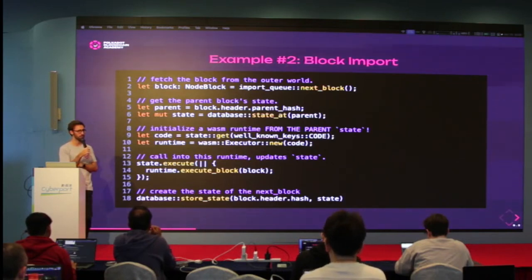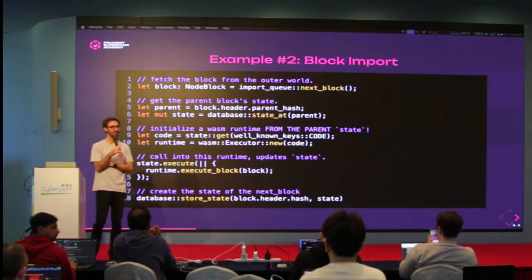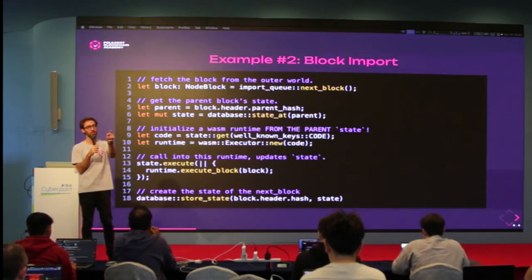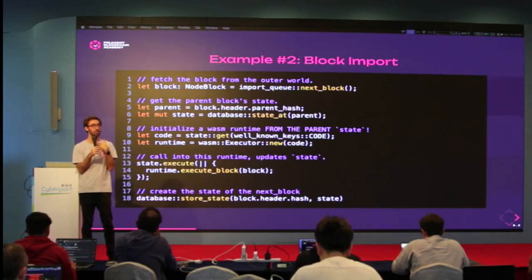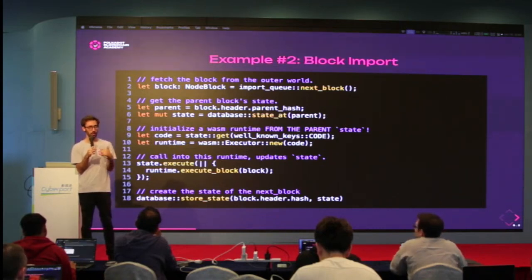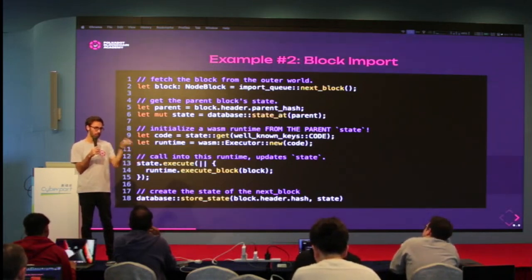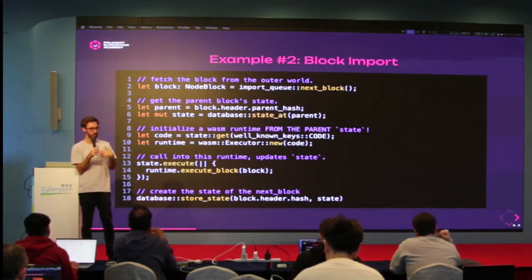In the block, you and me are nodes. So you send me a block, I send you a block. You already have your state. My block says, I'm a valid block on top of block 100. So you have the state associated with block 100, but you have not imported my block 101. You go to your state 100, which is my parent state, get the code from there, build your runtime from that code, and then with that code, you should be able to import my block, if it's valid.